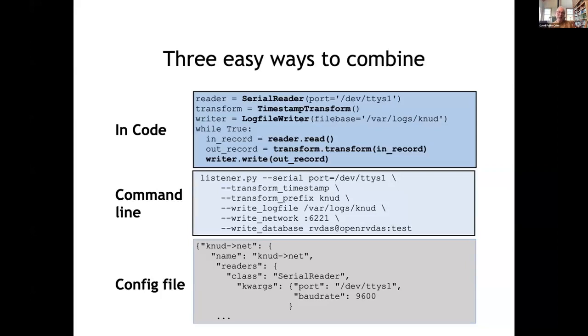From the command line, there is a script called the listener, which aggregates a whole mess of the readers, transforms, and writers, and allows you to basically define and run a logger from the command line. So you can see the command line arguments basically define a serial reader that reads from ttyS1, a timestamp transform, a prefix transform, and there's a log file writer and a network writer. Actually, three writers, it also writes out to the database. For more complicated loggers, things that do more involved transforms or send the data multiple ways, it's easy, robust.